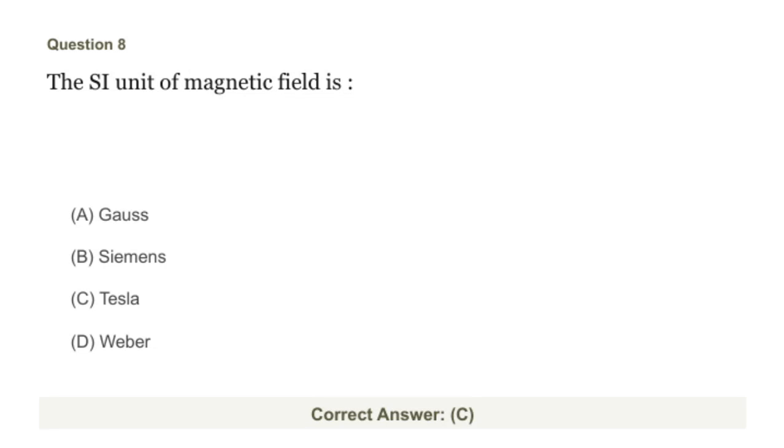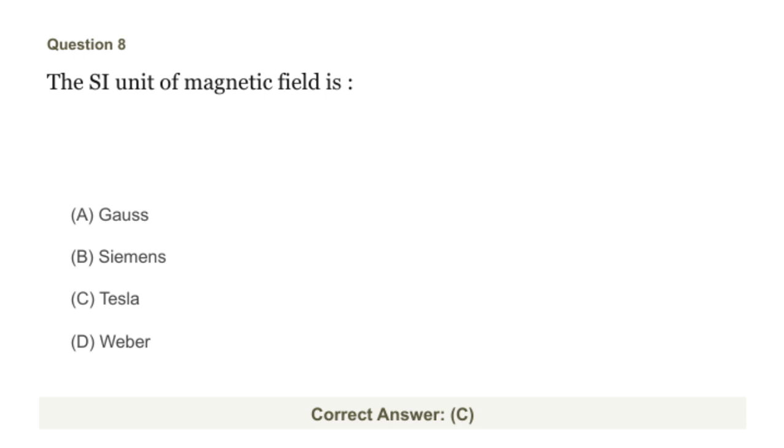The correct answer here is option C, Tesla. When we talk about the SI unit of magnetic field, we're referring to the Tesla, which is symbolized as T. This unit is named after Nikola Tesla, the inventor and electrical engineer who made significant contributions to the development of electromagnetic technology. It's important to remember that the Tesla is a measure of magnetic flux density, or magnetic induction.